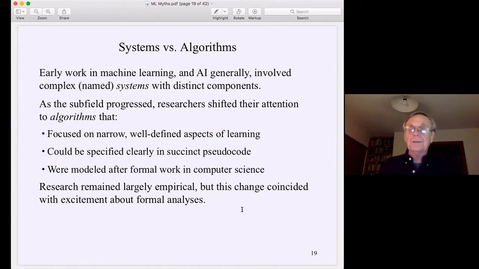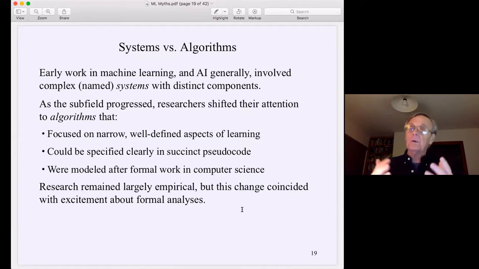But as the field progressed, I would say by 1990, early 90s for sure, people had shifted their attention to a focus on algorithms that addressed narrow, well-defined, compartmentalized aspects of learning that could be specified clearly in pithy pseudocode. And they were modeled after formal work in computer science. Now, it was still largely empirical work, but, youngsters don't know this, in the 70s and even early 80s, if you did an AI thesis, it wasn't clear what kind of department you would end up in. Computer science didn't really accept AI in the early days. But by the late 80s, most people who were getting PhDs had grown up in computer science departments, and they were exposed to formal analyses of algorithms and complexity theory and things like that.